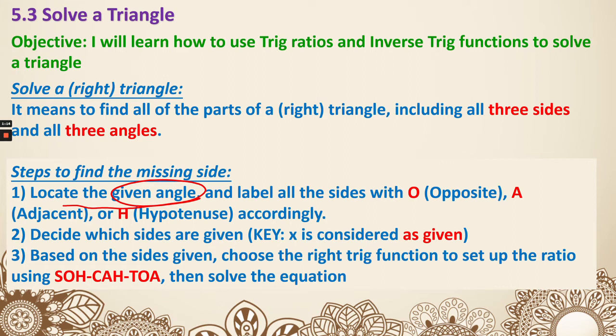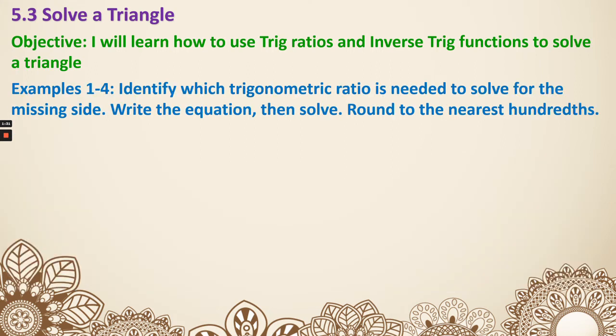Step 2, decide which sides are given. X is considered as given. You'll see what that means when we get to an example. Step 3, based on the sides given, choose the right trig function to set up the ratio using SOH CAH TOA, then solve the equation. So let's have a look at some examples.